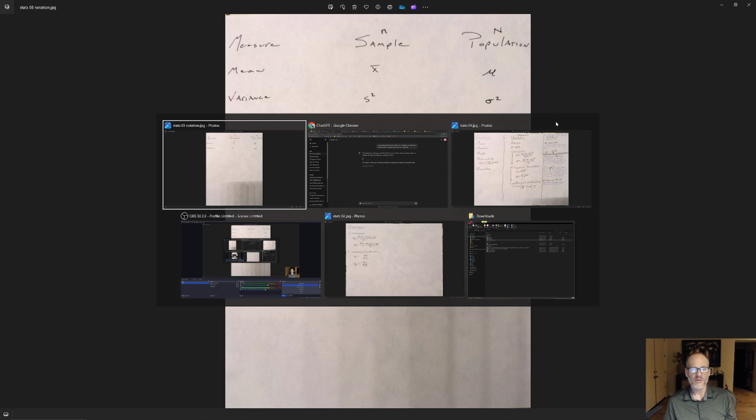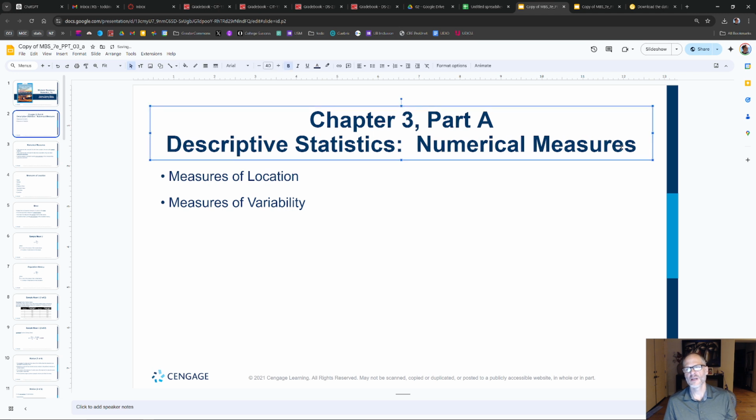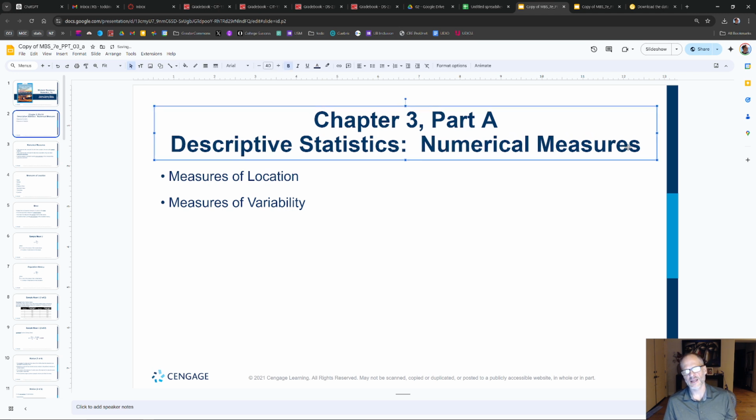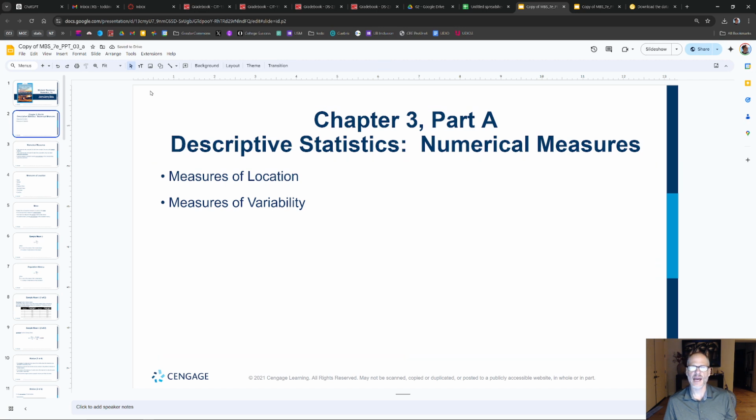So without further ado, let's jump in and start looking at chapter 3. And the first thing we're going to look at are descriptive statistics here, numerical measures. So numerical measures that help us describe what our data has, the data that we've gathered.